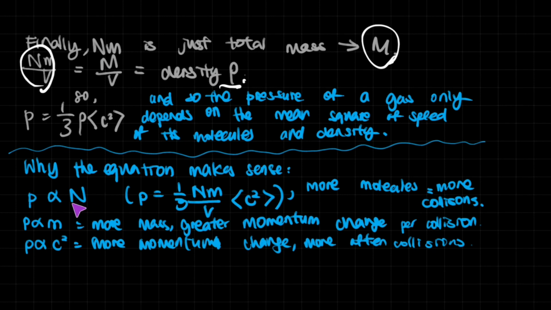Pressure is directly proportional to the number of particles. That is because more molecules means that there are more collisions, and that's obviously going to increase the pressure. Pressure is directly proportional to the mass of a particle. More mass means that you have a greater momentum change per collision, and hence a greater force exerted on the walls, and hence greater pressure. Pressure is directly proportional to the square of the speed. Now, that also means that you have more momentum change, and also it means that you have collisions more often within a given time frame. So because you're traveling much faster, you have more collisions in a certain time.